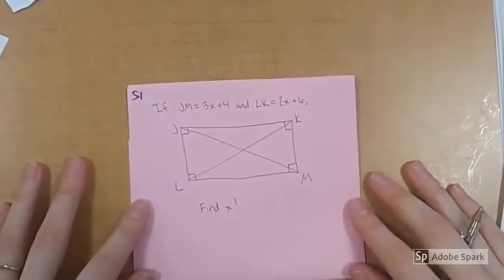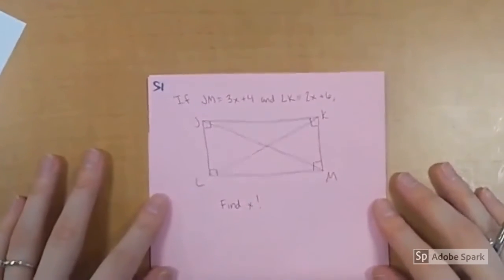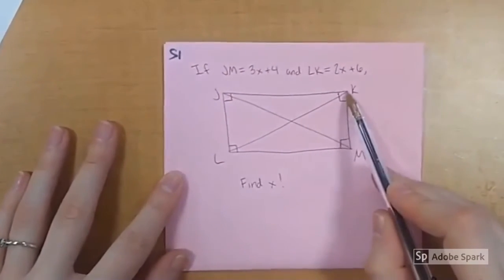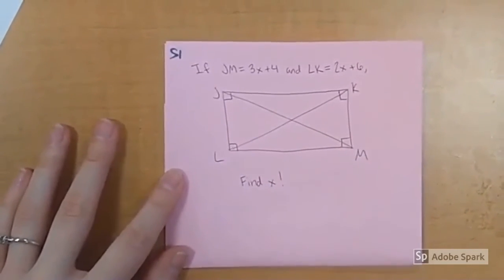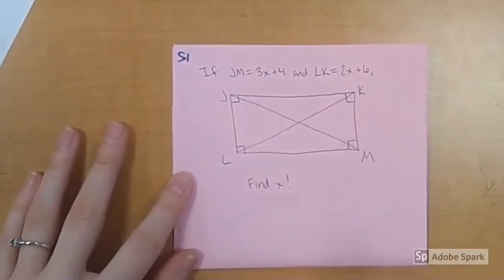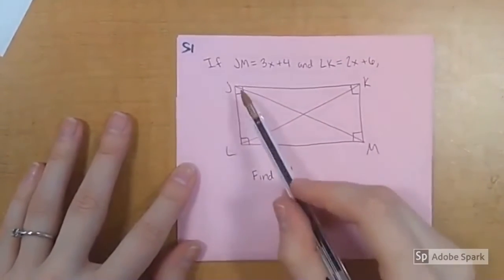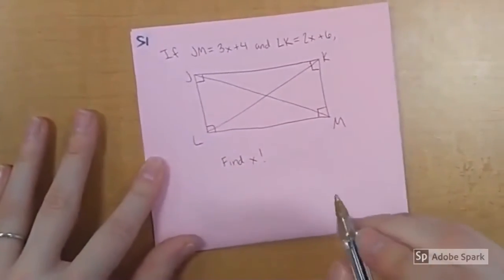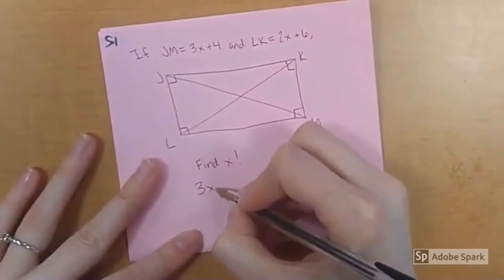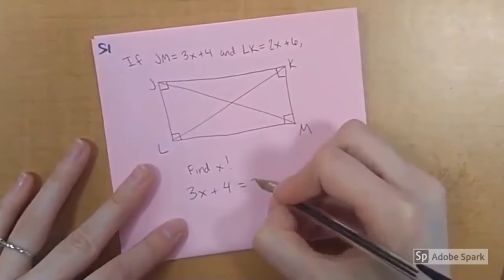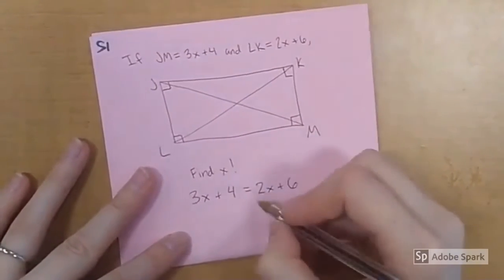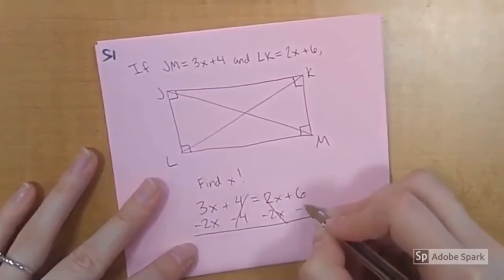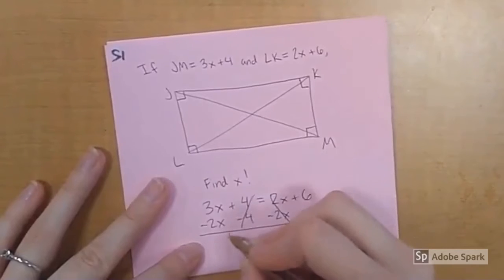So here's an example of a problem that we could find in section 7.4. If JM is 3x plus 4 and LK is 2x plus 6, find x. So because JM and LK are both the diagonals, and we can tell that we have a rectangle here since all 4 angles are 90 degrees, we know that the diagonals of a rectangle are always congruent. So 3x plus 4 needs to equal 2x plus 6. And then we can work our algebra magic to get x equals 2.